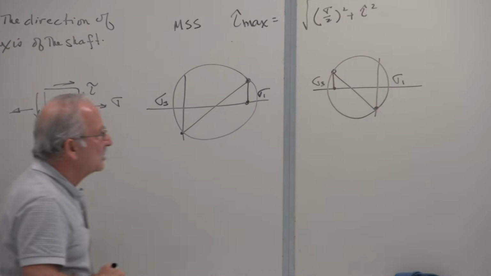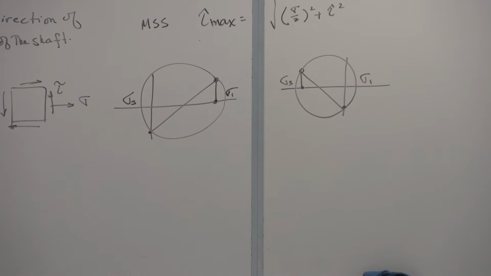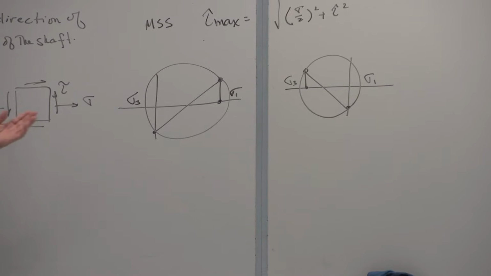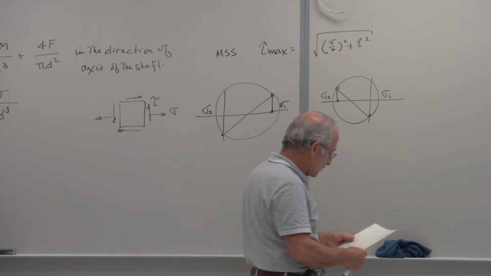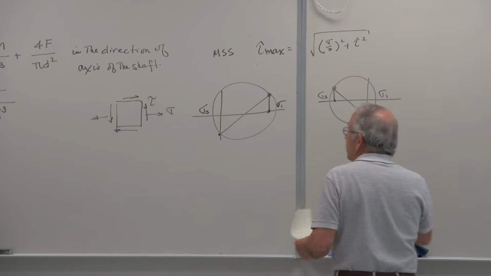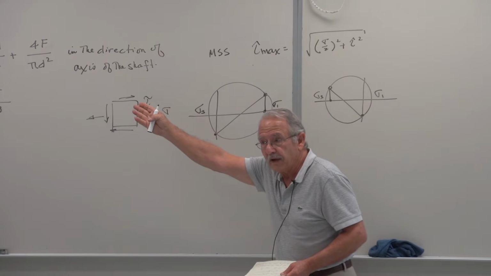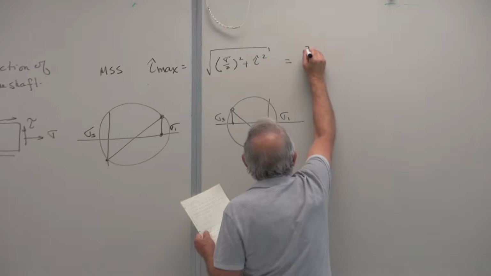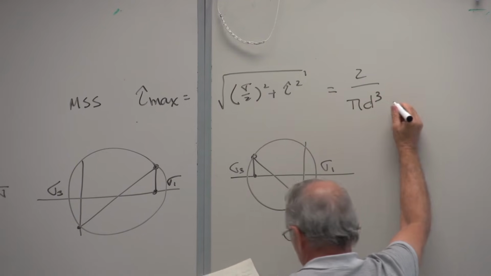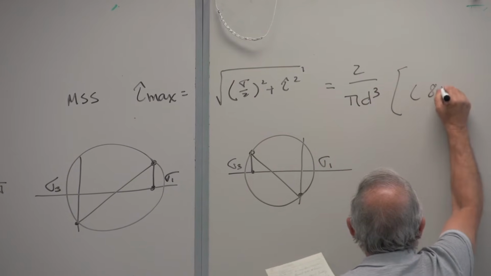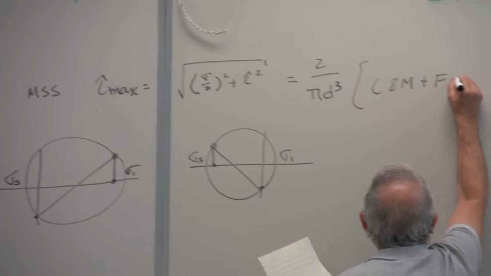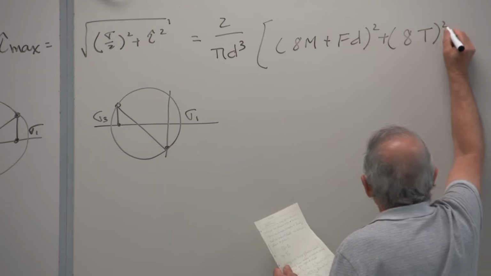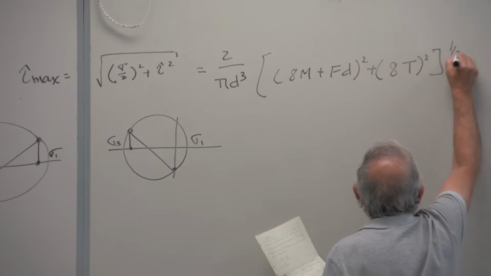In both of these cases, the middle principal stress is 0. Therefore, what you find here is the maximum shear stress, the radius of the largest Mohr circle. And if we now substitute into this equation those values, we get this. We get 2 over pi d cubed times (8m plus fd)^2 plus (8t)^2, to the 1/2.